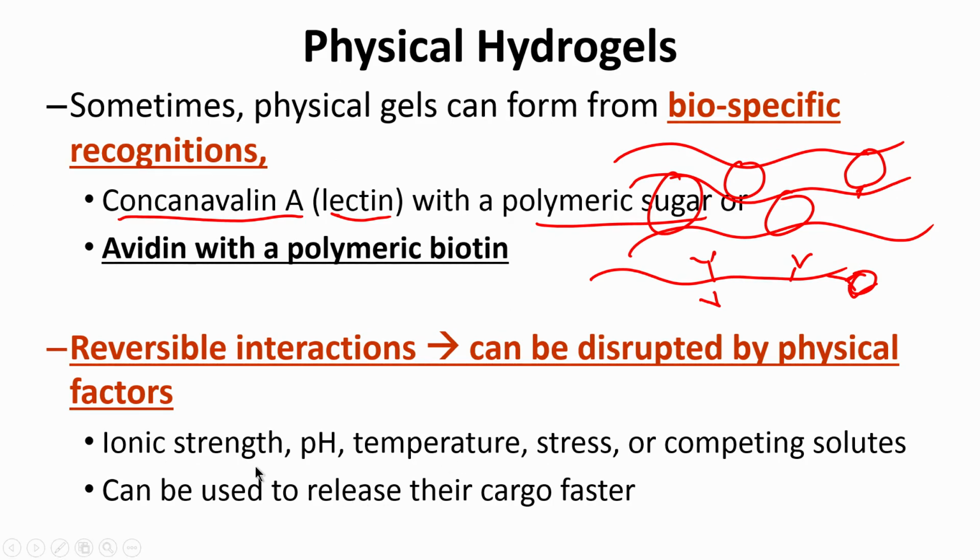So something like ionic strength is one. If there is essentially an ion-ion interaction happening between cation and anion, if you increase the ionic strength, what will happen? The dielectric constant will increase, and by Coulomb's law the dielectric constant is in the denominator. So the attraction force will decrease, and that may be sufficient to disrupt this physical hydrogel. And so all of these can be used as a trigger to actually release the cargo faster, right.